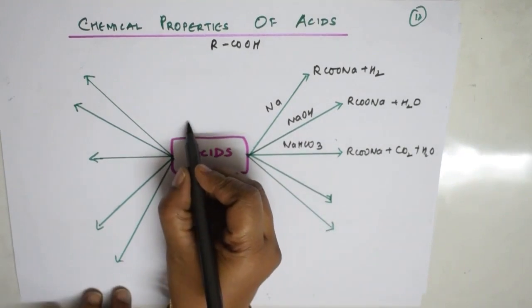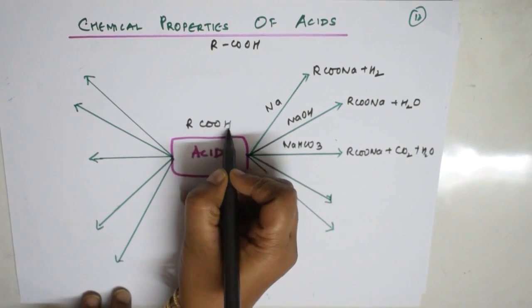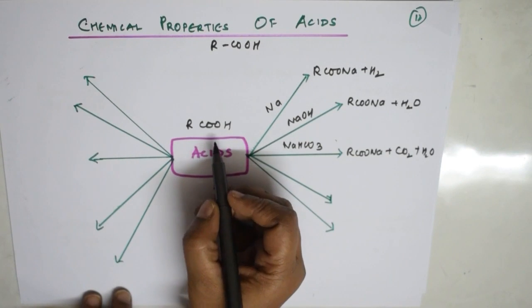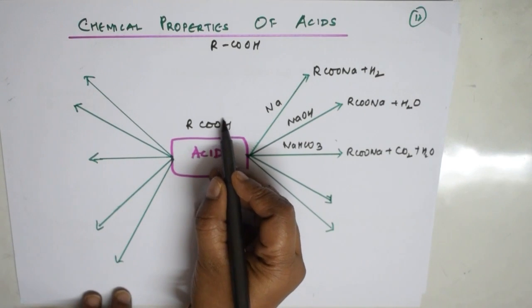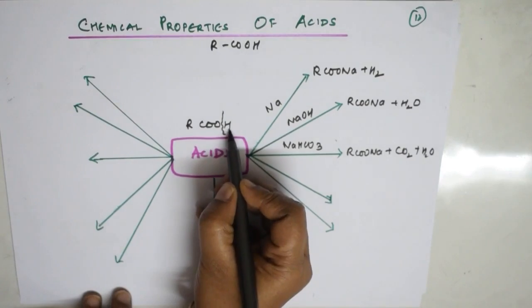These are the cleavages of which bond? If I take RCOOH, here there is a cleavage of the OH bond. Because there is a cleavage of the bond, sodium came and attacked here.